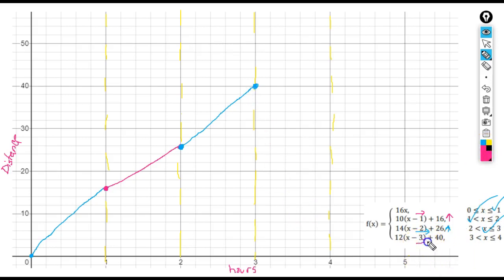So this one also is not at 0, 0. It's going to go to the right 3 and up 40. So right 3 up to 40. And then it has a slope of 12. 2, 4, 6, 8, 10, 12, and over 1. And so that gives us the last piece of our graph. So when graphing piecewise functions, you want to remember that you take one piece at a time. I'm going to graph this piece, graph this piece, graph this piece, graph this piece, and then together they make the piecewise function.